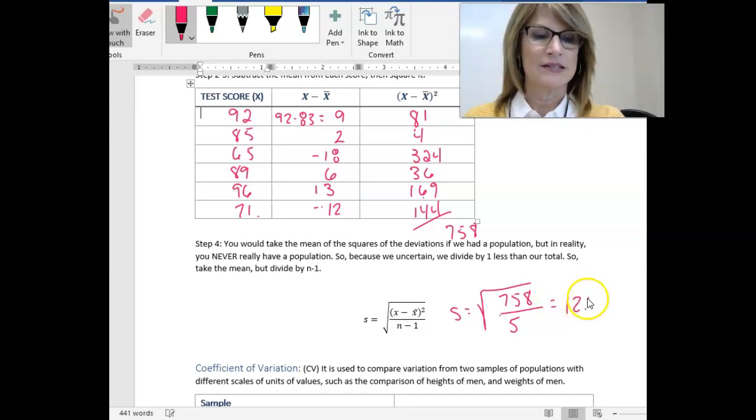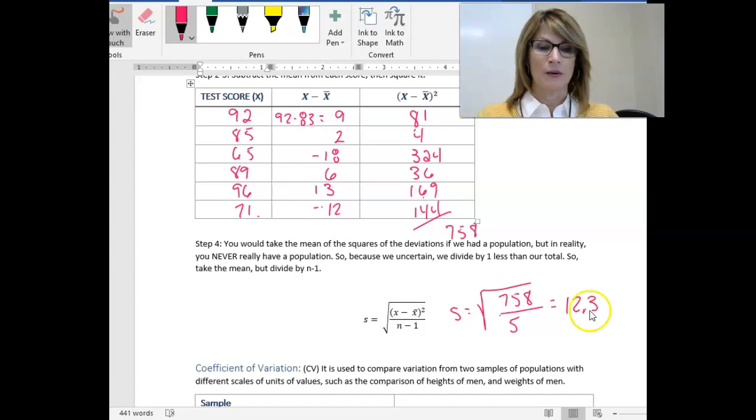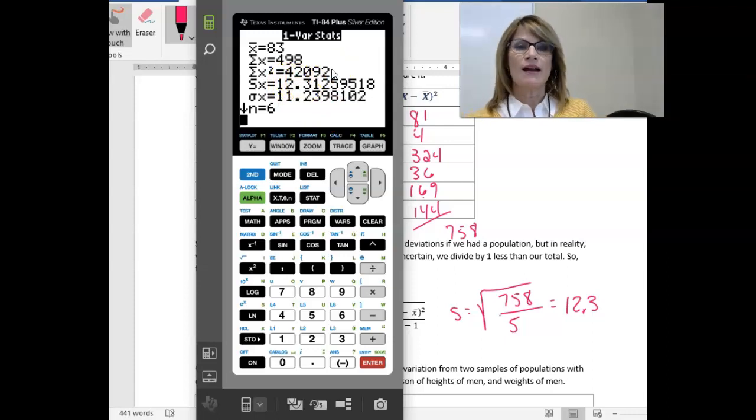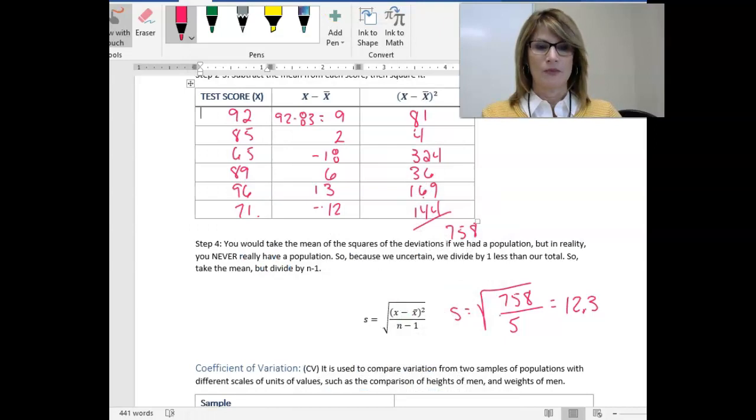And that gives us a sample standard deviation of 12.3. If we divided by 6, it would have been a population standard deviation. Going back and look at our calculator, hey, the sample standard deviation is 12.3. Okay, so after today, I don't ever want you to do one by hand, but I wanted you to know where this number came from. It's on average how far away something is from the mean. Okay.